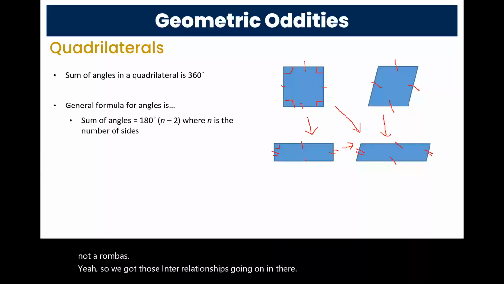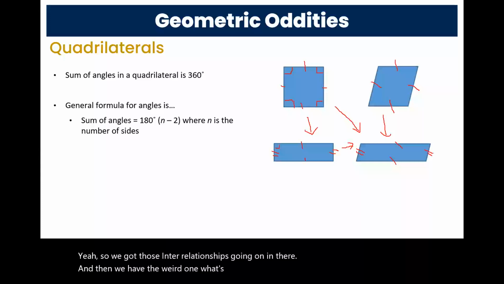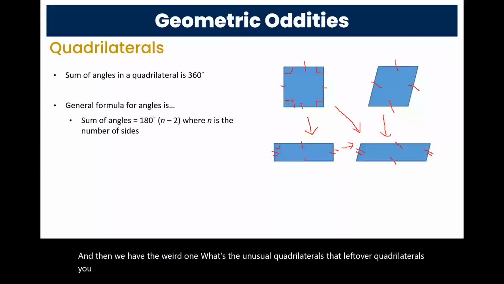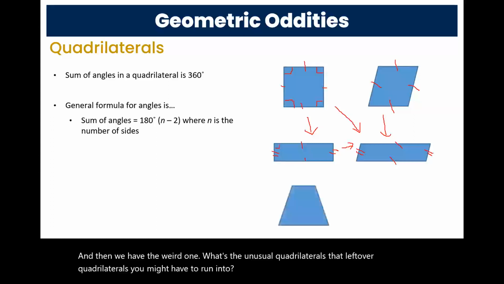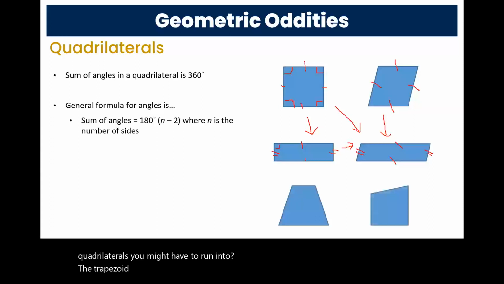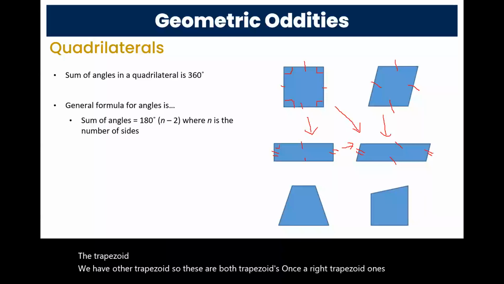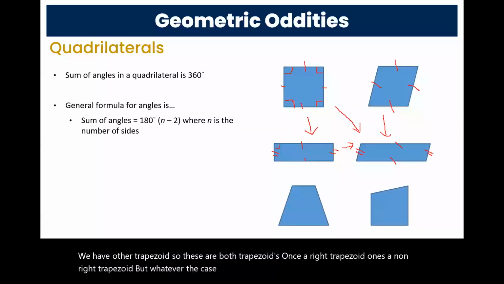And then we have the weird one. What's the unusual quadrilateral? What's that leftover quadrilateral you might have to run into? The trapezoid. We have other trapezoids. So like these are both trapezoids. One's a right trapezoid, one's a non-right trapezoid, but whatever the case is, all the sides and all the angles are going to be different than each other, potentially, in these things.